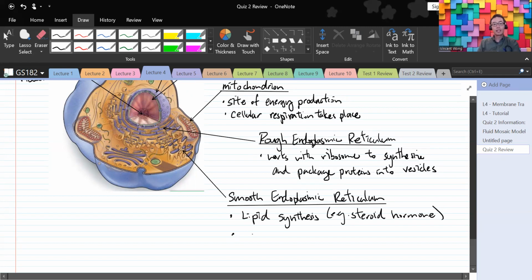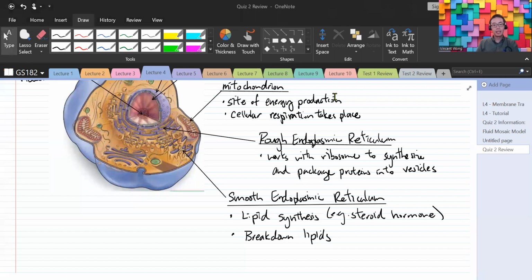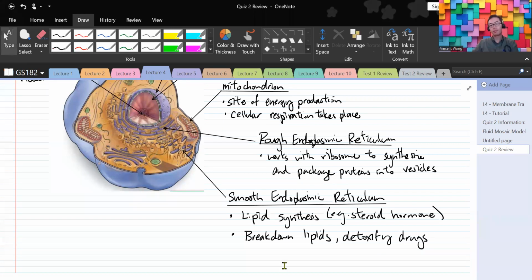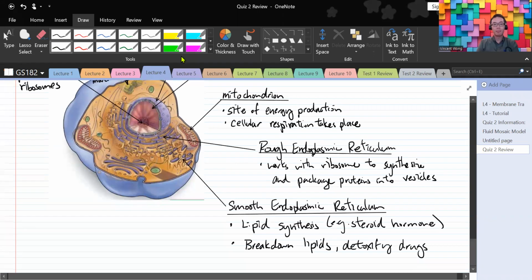And the other function is to break down lipids and detoxify drugs. And again, the difference between the rough and the smooth is not just the function, but the appearance is going to be different as well. The rough ER has ribosomes on it, and the smooth ER does not. Both of them are part of the endomembrane system.